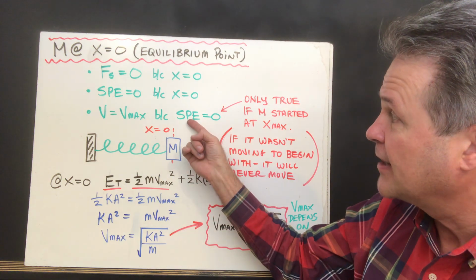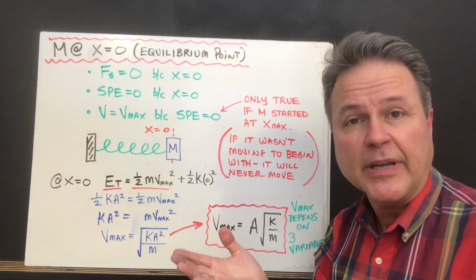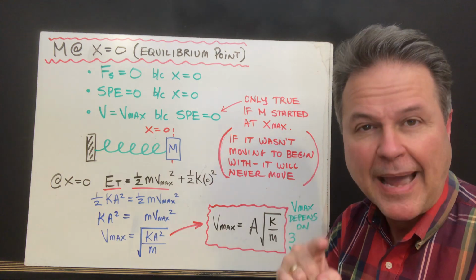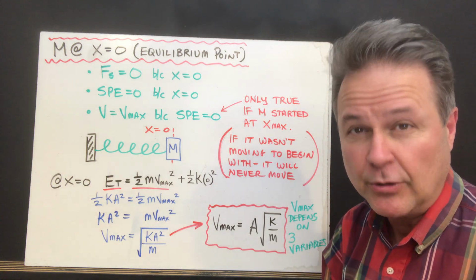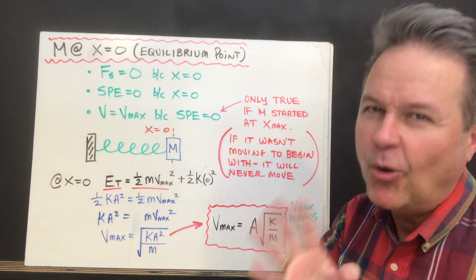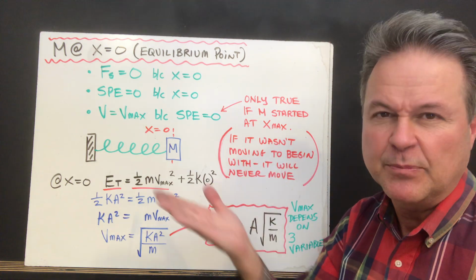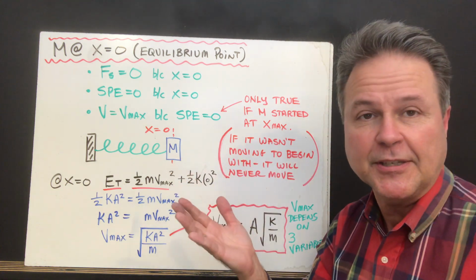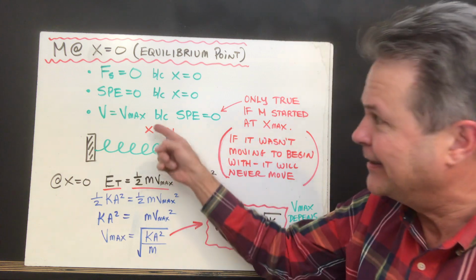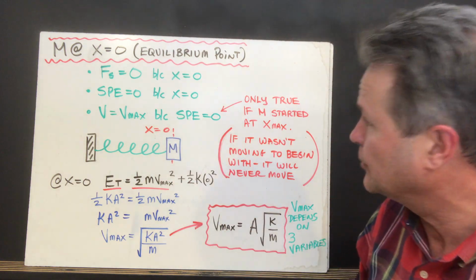And that's because at that point we have no spring energy. All the energy is kinetic. So the maximum kinetic energy occurs at the equilibrium point. Now, that's only going to be true if the system is moving. So if you have a mass spring system and you haven't done anything to it, then this last statement, of course, is not going to be true.